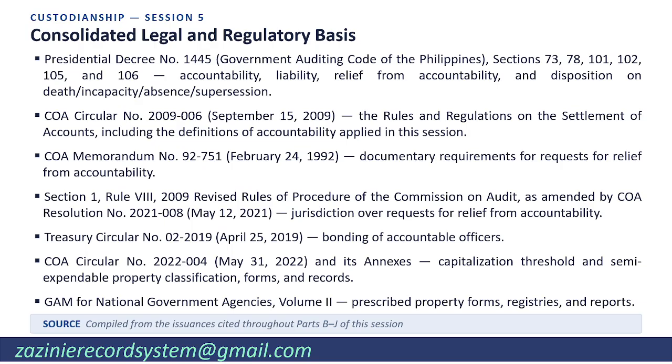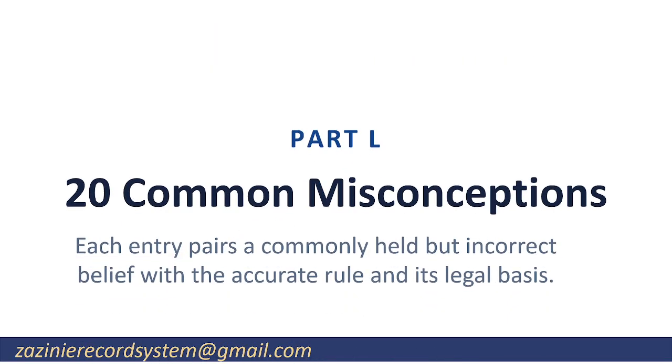Next slide. Part L, 20 Common Misconceptions. Each entry pairs a commonly held but incorrect belief with the accurate rule and its legal basis. This part tests your understanding by presenting 20 commonly held but incorrect beliefs about custodianship, each paired with the accurate rule. Next slide.